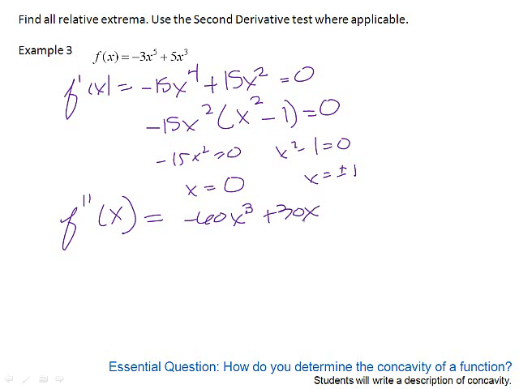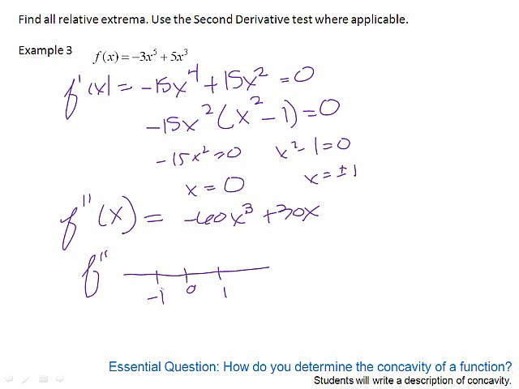Plus 30x. Okay, and I'm going to go ahead and get out my sign chart. So here's the difference. On the second derivative test, we don't test in between on the interval. We actually plug the actual number in. Okay, and I'm going to test for positive or negative.